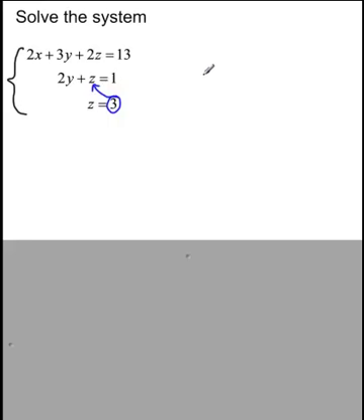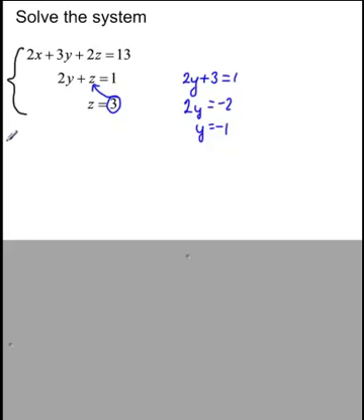So we are going to use the second equation, 2y plus z equals 1, but instead of z, we are going to use 3. And when you solve it, when you subtract 3 from both sides, you will have 2y equals negative 2, or y equals negative 1. So now we know two variables of this system. And we are going to use the first equation, 2x plus 3y plus 2z equals 13, and plug in 3 instead of z, negative 1 instead of y, and solve for x.